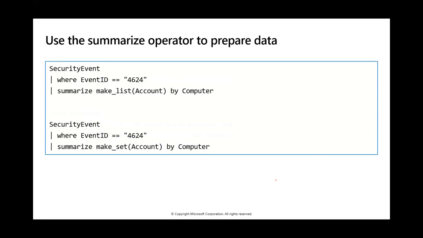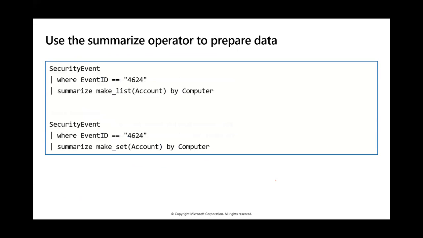We can also use some other summarize operators like the make_ functions that will return a dynamic JSON array based on specific function's purpose. The function will return a dynamic JSON array of all the values of expression in the group. And this KQL query will first filter the event ID with the where operator, and next, for each computer, the results are a JSON array of accounts, and the resulting JSON array will include duplicate accounts.